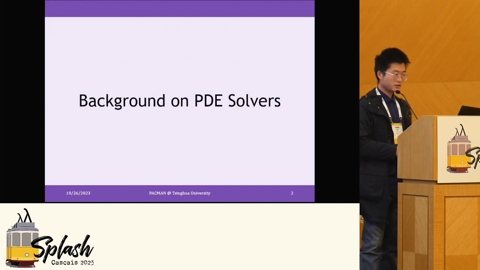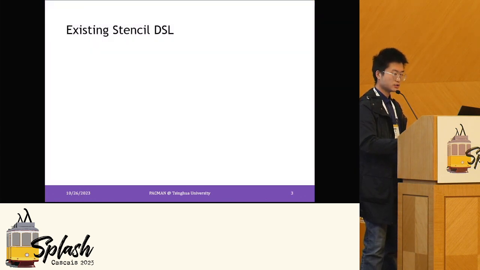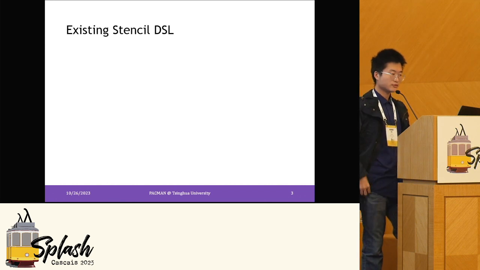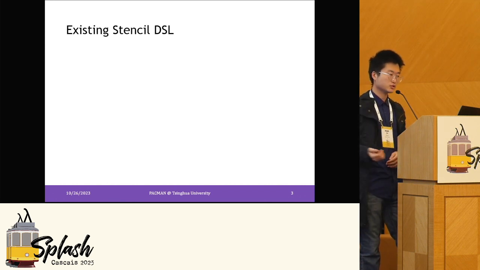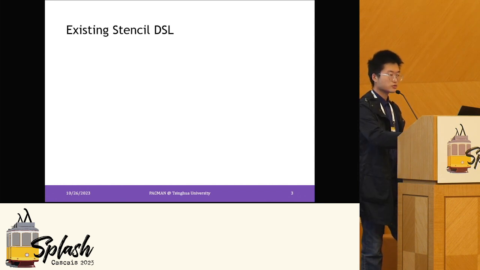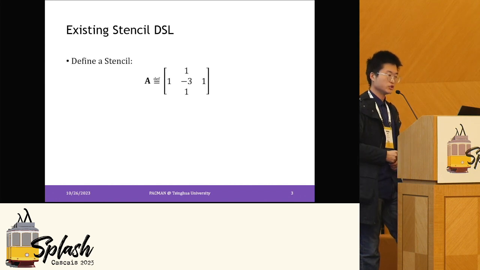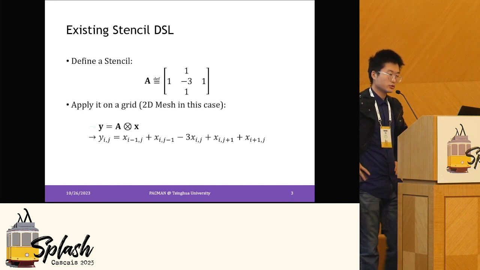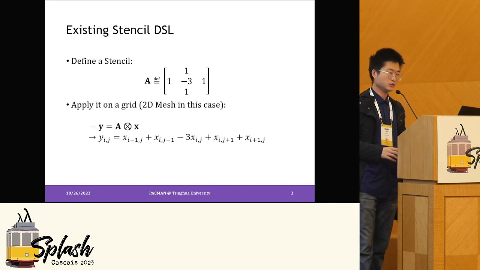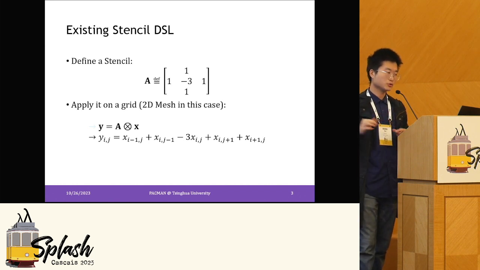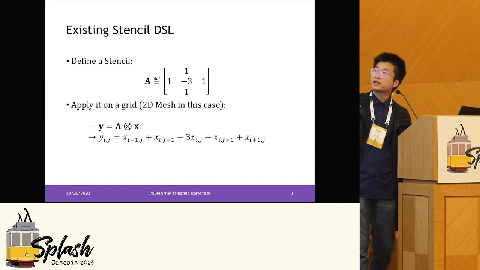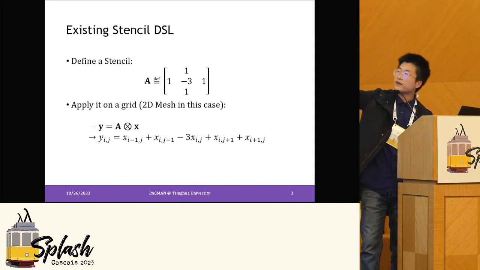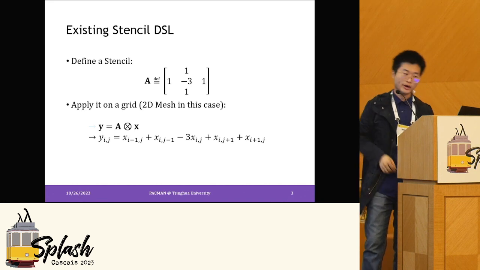So first, let me give some background on the PDE solvers, which starts from the stencil DSLs. There are already many of them implementing stencils targeting PDE solvers. In those languages, users can define stencils corresponding to discretized PDEs, which is usually a small weight grid. Applying such stencils onto a grid gets a weighted accumulation on each point's neighborhood, like in this equation. We can see that it reads the 5 points around xij and computes the yij.